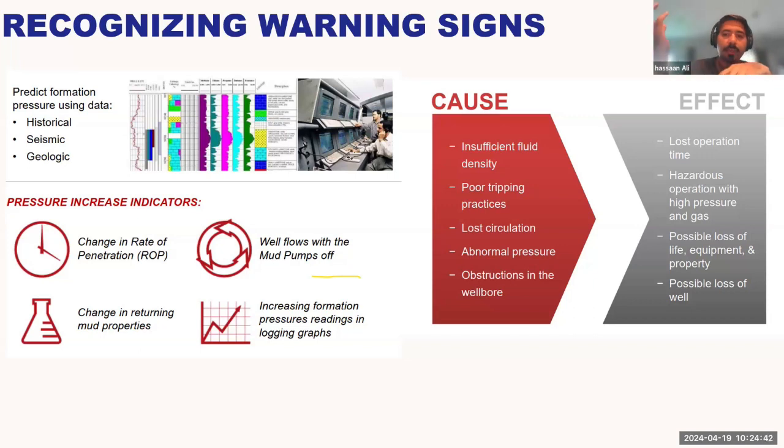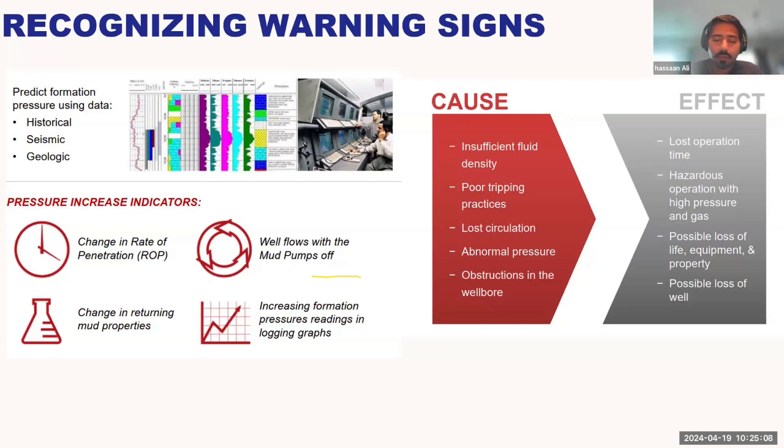So the mud that is coming back to the top side, they are doing chemical analysis on that mud. So there is a lab on the drilling rig, which is checking for the mud properties. And they are looking for hydrocarbons. They are looking if there is a huge influx of hydrocarbons in this mud. And similarly, increased formation pressure readings on the logging graph. There are logging tools available on the rig floor in which we are looking at the formation pressure.